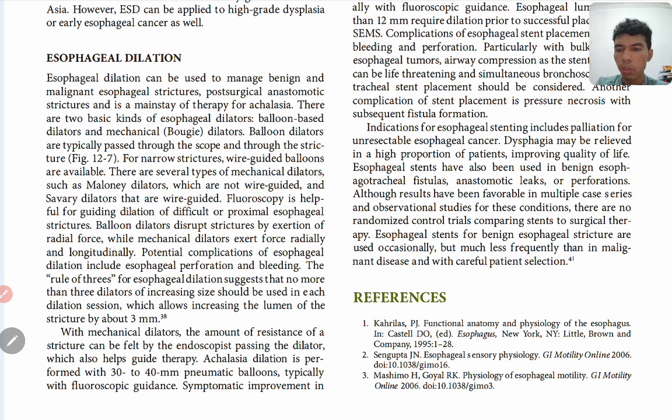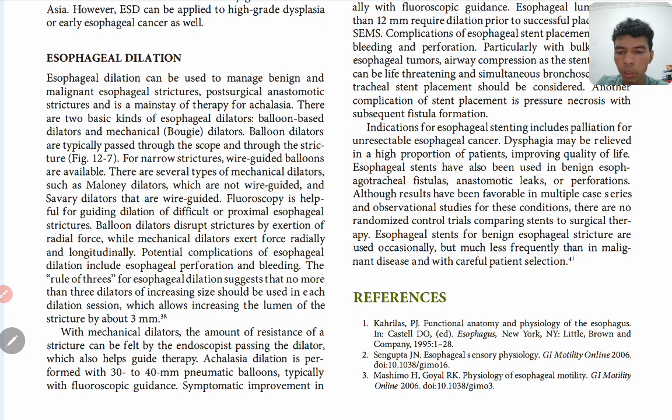The rule of three for esophageal dilation suggests that no more than three dilators of increasing size should be used in each dilation session, which allows increasing the lumen of the stricture by about 3 millimeters. With mechanical dilators, the amount of resistance of a stricture can be felt by the endoscopist pressing the dilators, which also helps guide therapy.